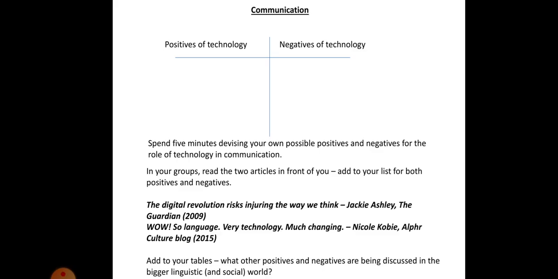So the first thing I'd like you to do off the back of this is to spend, it says 5 minutes, but spend 5 to 10 minutes devising your own possible positives and negatives for the role of technology in communication. Effectively, what do you think? What are the positives? How does it make it easier or more straightforward for us to communicate? What does it make more simple for us in terms of how we communicate? And then what are some of the negatives?